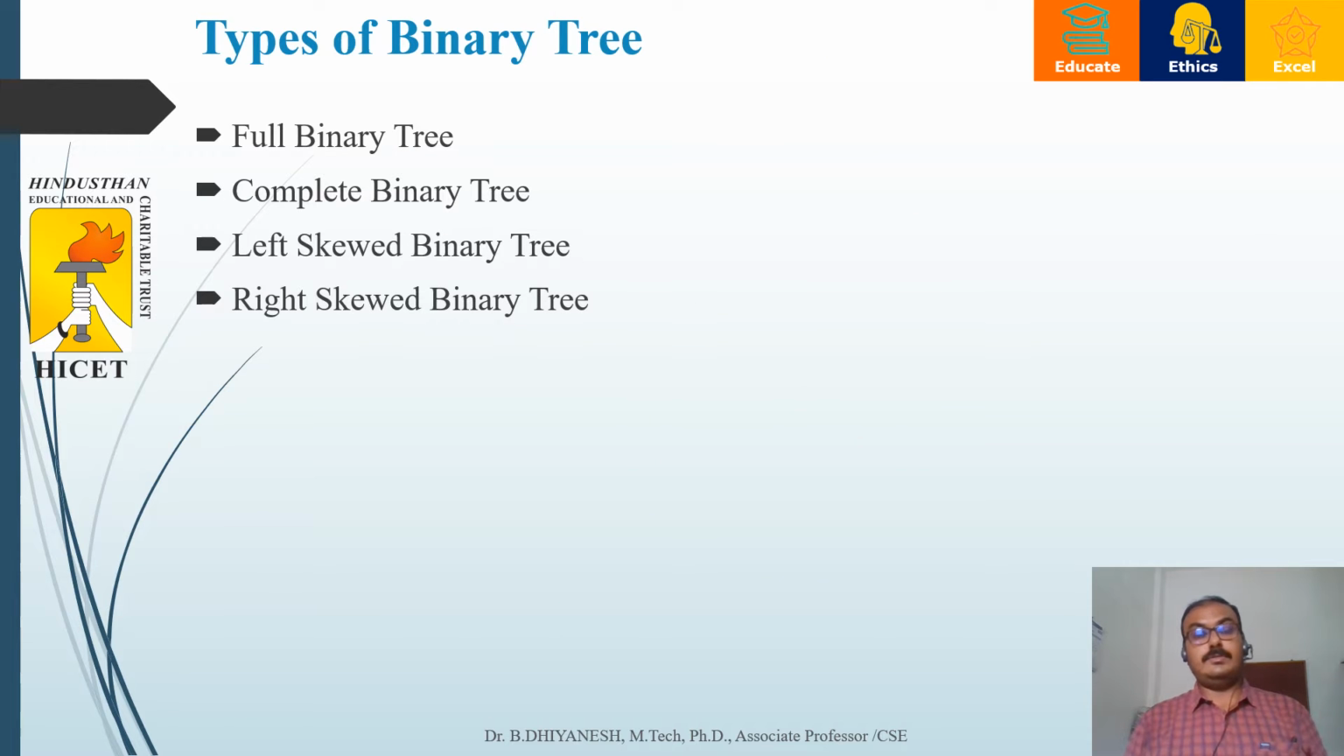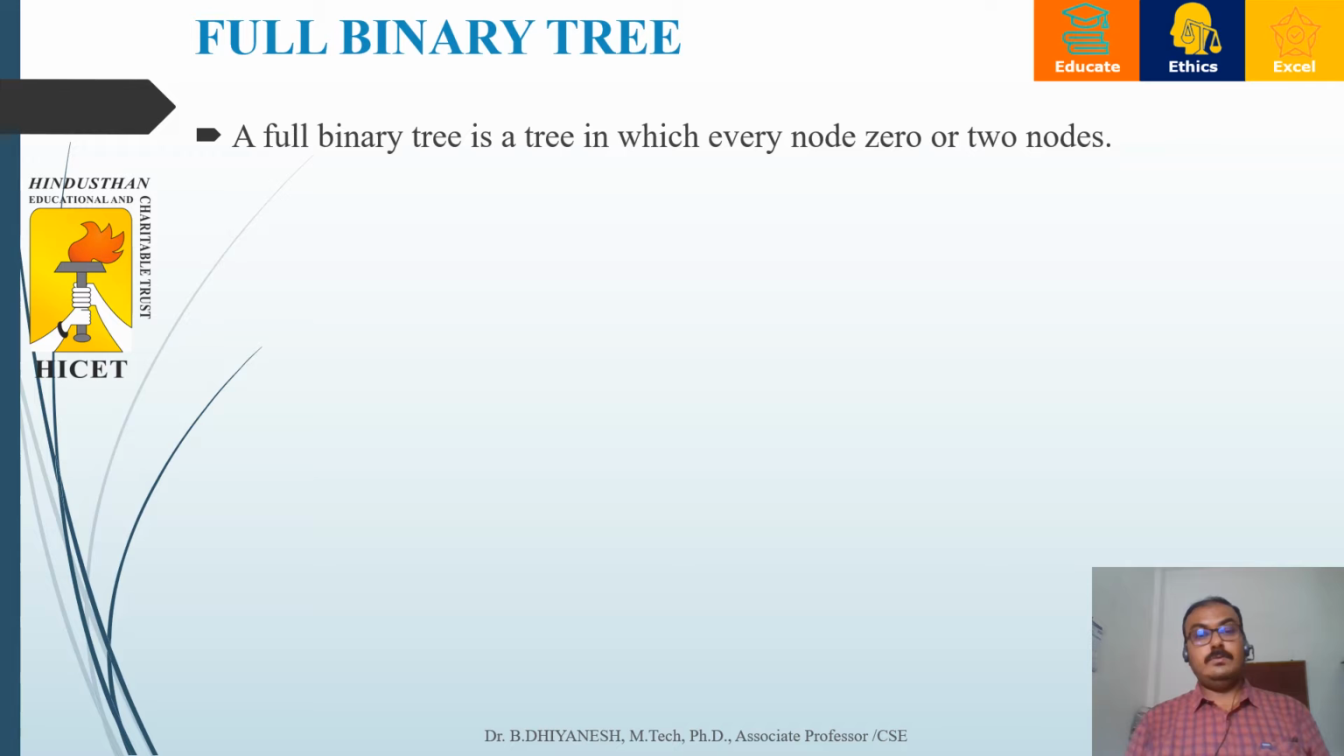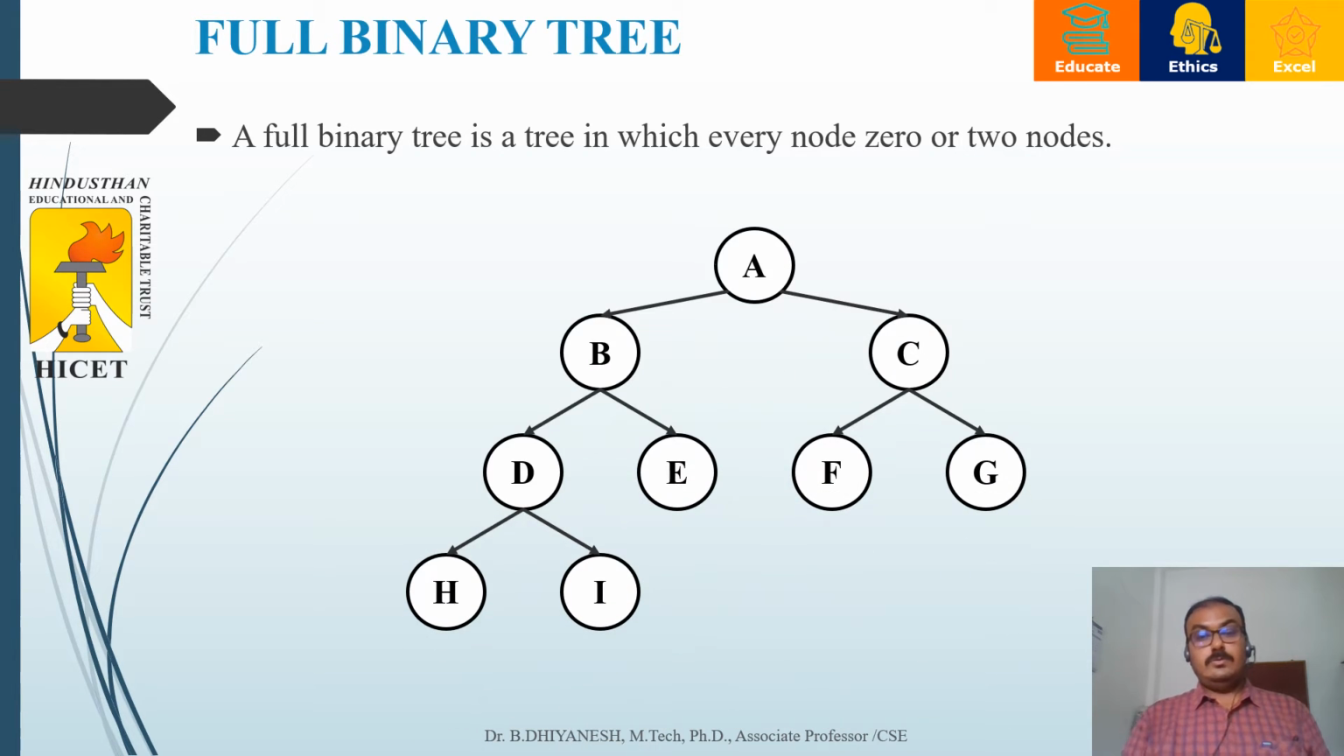Types of binary tree: full binary tree, complete binary tree, left skewed binary tree, and right skewed binary tree. Full binary tree. A full binary tree is a tree in which every node has 0 or 2 nodes. Let us see the example for this full binary tree. So let us consider this example. Every node has 0 or 2 children.